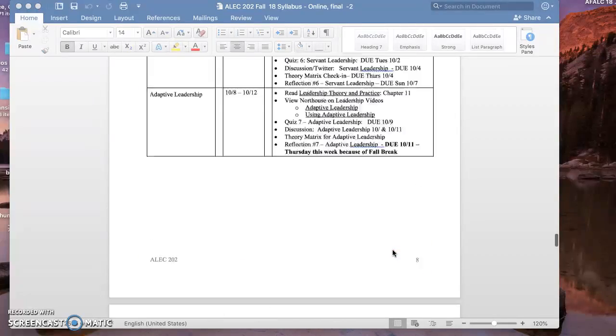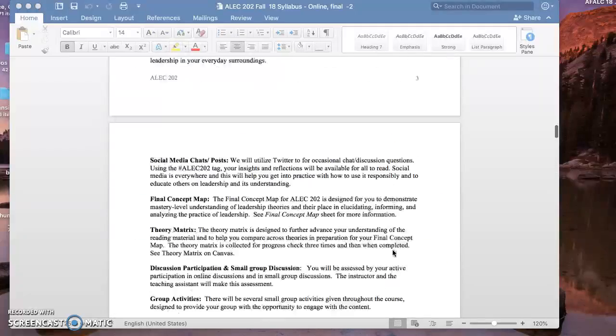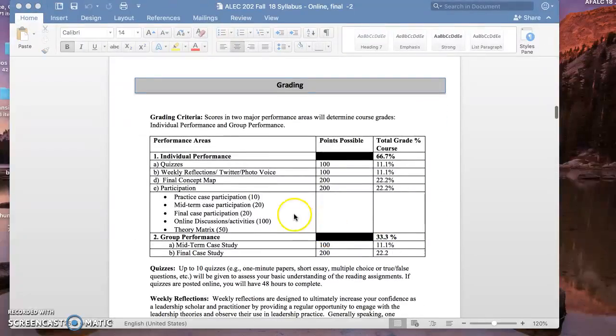So all the rest of the information that you need to know on the specific assignments, how to do the theory matrix, the final concept map, and the case studies, all of that is laid out in documents on Canvas and spelled out with great detail along with examples. But I will post some short videos to explain those as we go along.